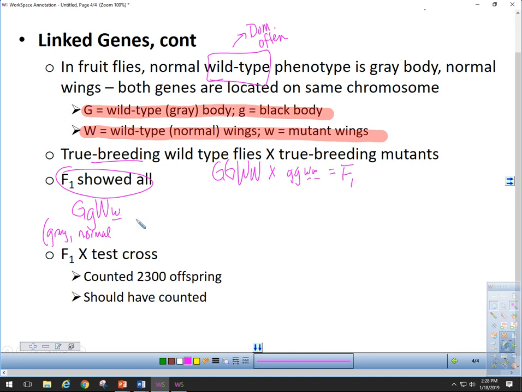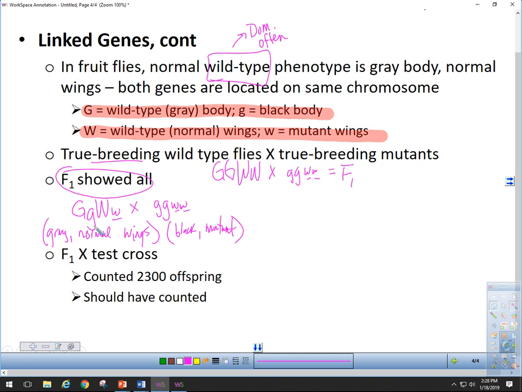That's his first parent. What he did with that is he decided to do his F1 test cross. So he took that parent and crossed it with a test cross, which is little g, little w. In parentheses, I'm going to put what it looks like. Go back up here and look: black body, and little w's are mutant wings. So these are the two parents. This one right here times the test cross.